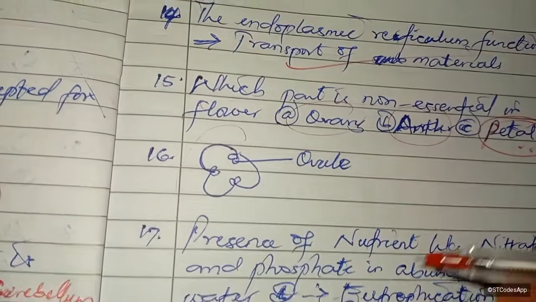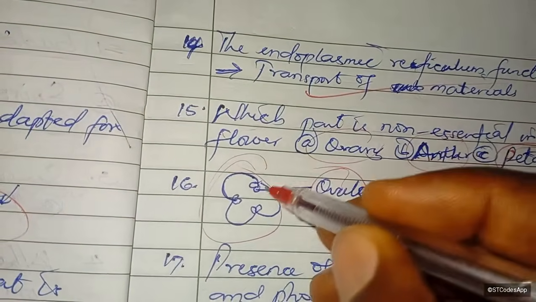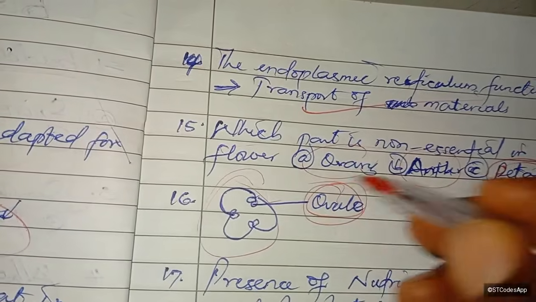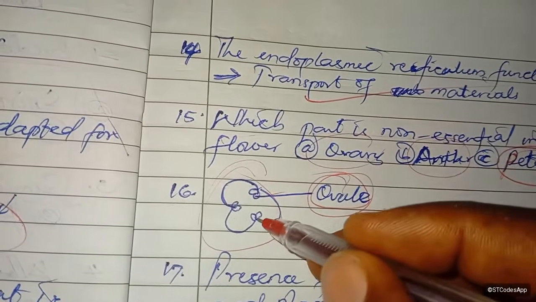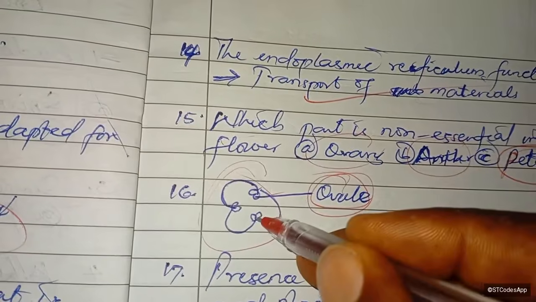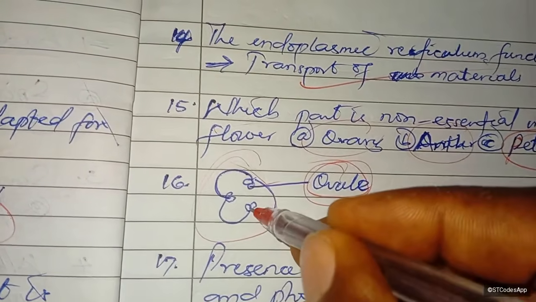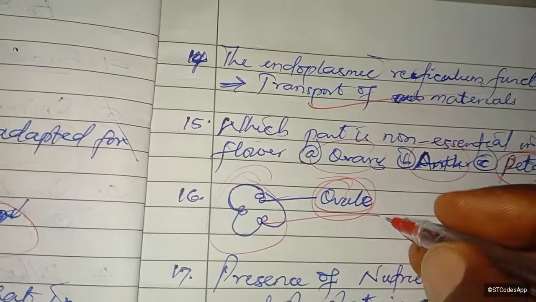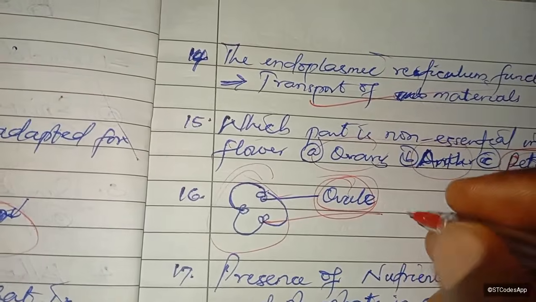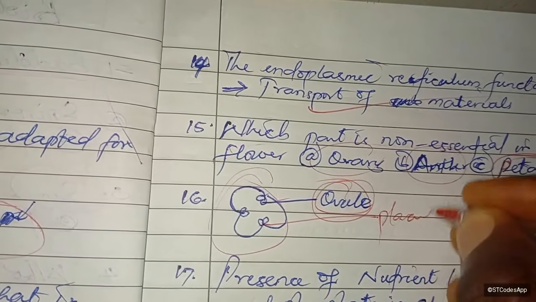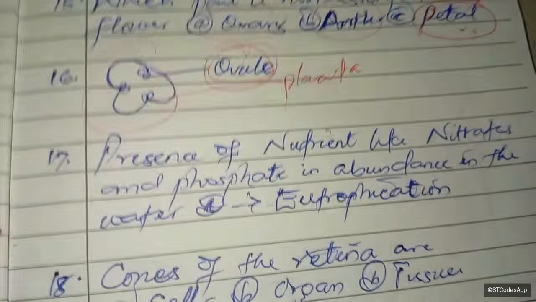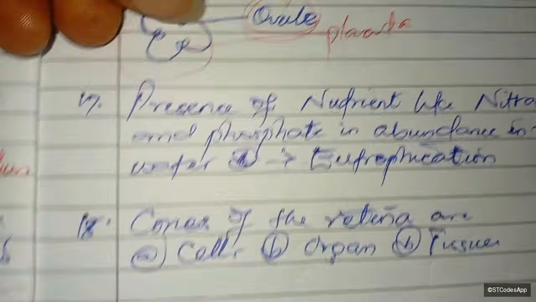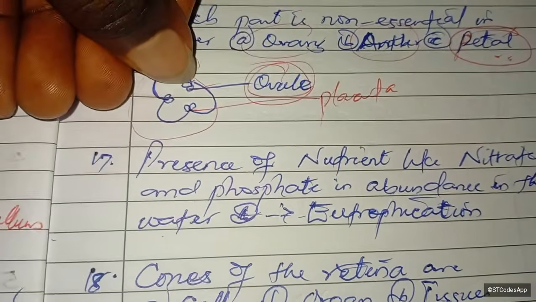Then he said a diagram like this was given, and this part is the ovule. The point of attachment of the ovule to this surface here, I think that will be called the placenta. The placenta. But this structure here, one of these is called the ovule.